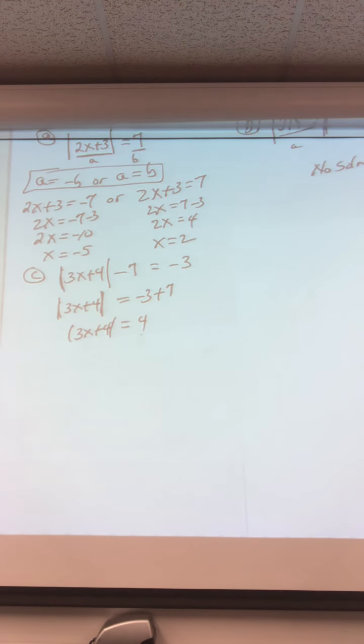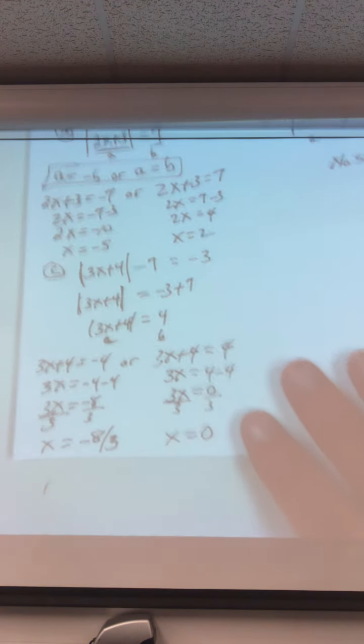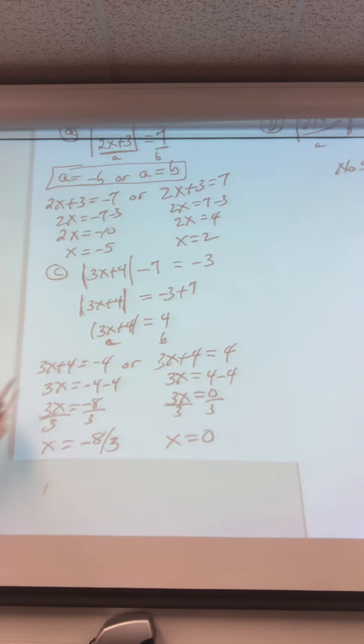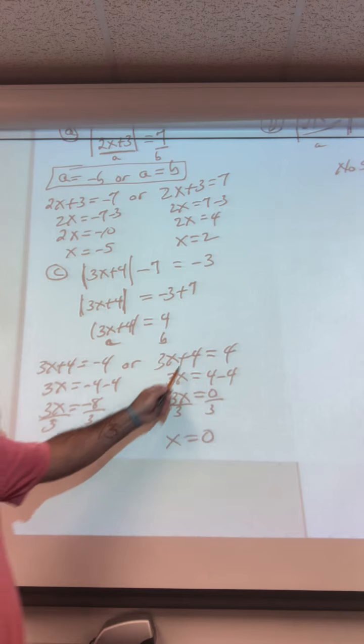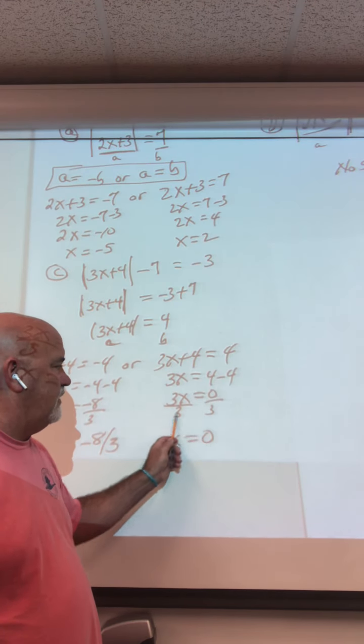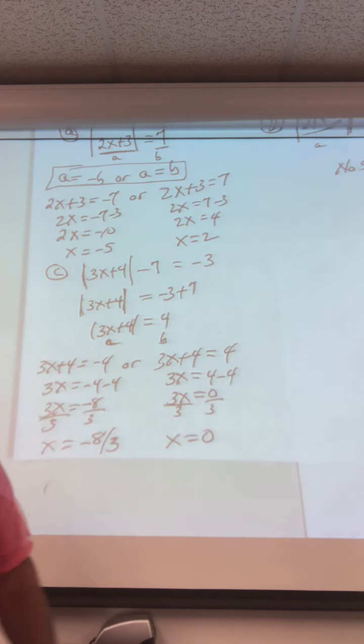Then, when I do that, if B is positive, and it is, then we identify A and B, and we use the formula A equals negative B or A equals positive B. And then solve each equation. So subtract 4 from both sides, you get negative 8, and divide by 3. Subtract 4 from both sides, you get 0, divide by 3, but 0 over any number is 0. So that is solving absolute value equations.